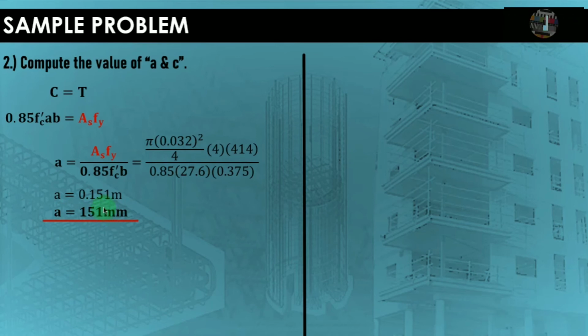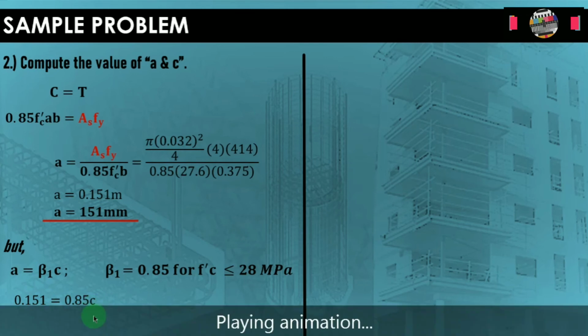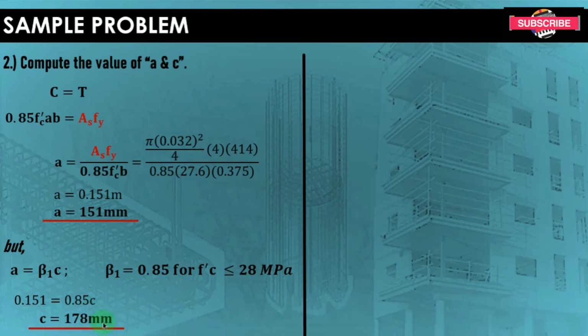Okay, so after this, we can calculate the value of our c by using a equal to beta 1 times c. According to the code, our beta 1 is 0.85 for Fc prime less than or equal to 28 megapascal. So our Fc prime is 27.6, so it is less than 28. So we will use this beta 1 of 0.85. Substituting, 0.151 equal to 0.85c, we can calculate the value of our c, which is equal to 178 mm. Okay?